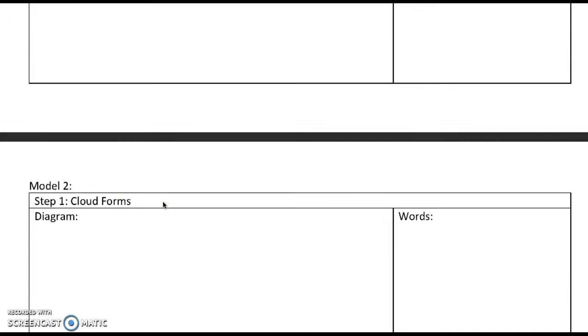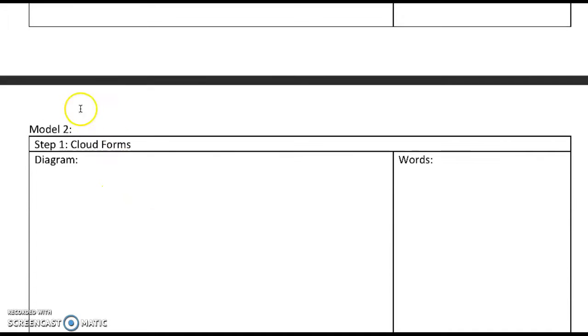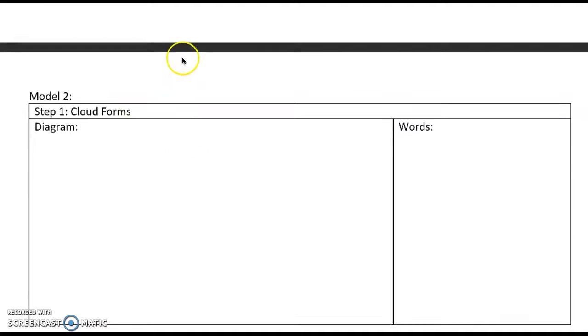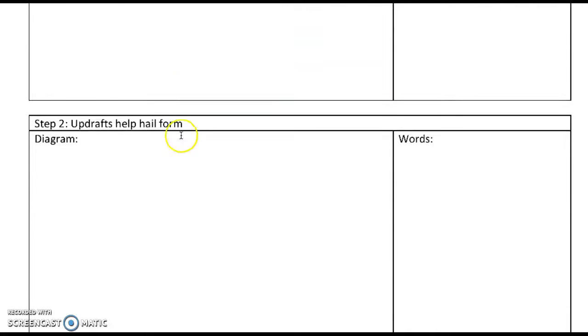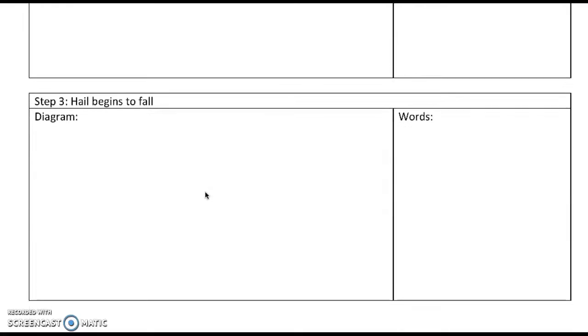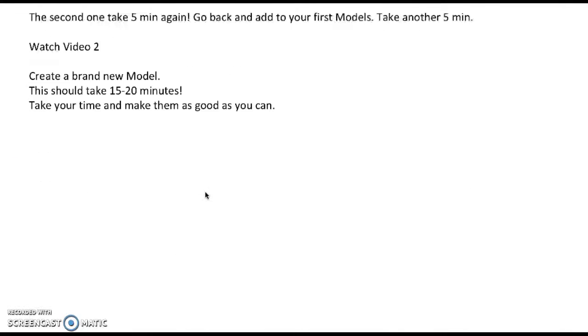And then you're going to go back and watch video 2, and then you're going to complete model 2, which you're going to start from scratch. So take the elements of this that you like, and then we're just looking for improvement. Do you include some of the pieces to each of these that you didn't before?